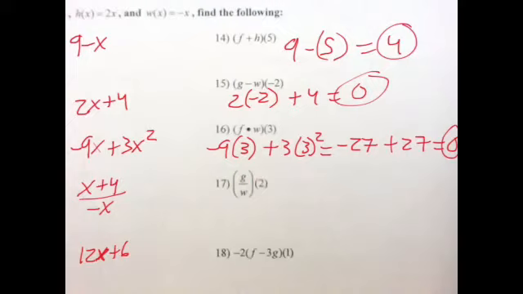And then the next one, you plug in 2. So you do 2 plus 4 over negative 2. Well, 2 plus 4 is 6. Negative 2 is still on bottom, which is going to give you negative 3.